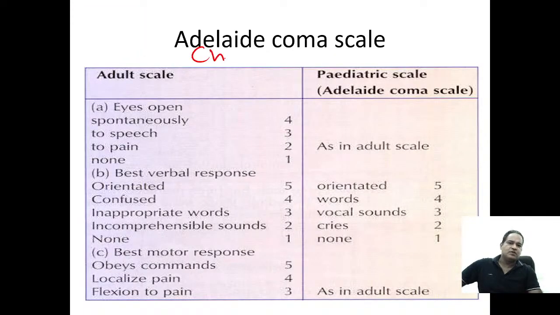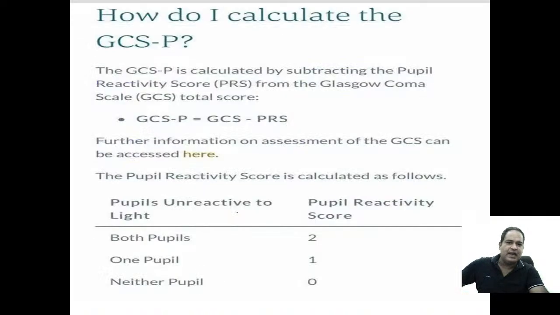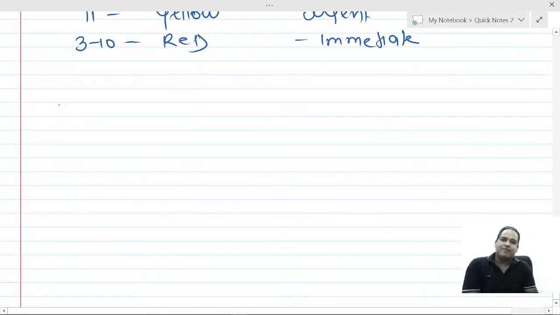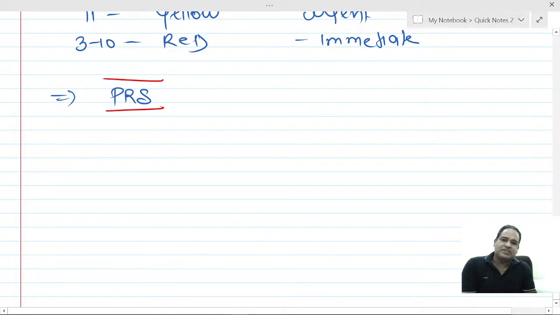So this is used in children. Same eye signs, same motor signs, but different vocal sounds. Adelaide Coma scale. Now, the new variables, I mean, they are not new anymore. You have already read them. Fine, but let's quickly revise them.